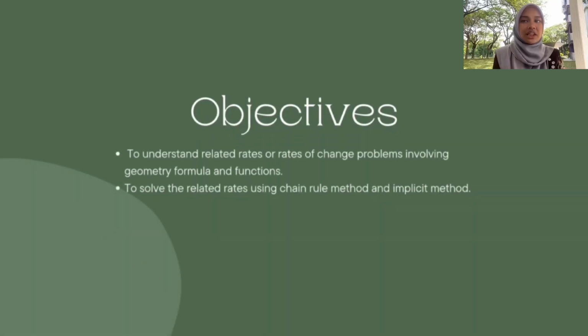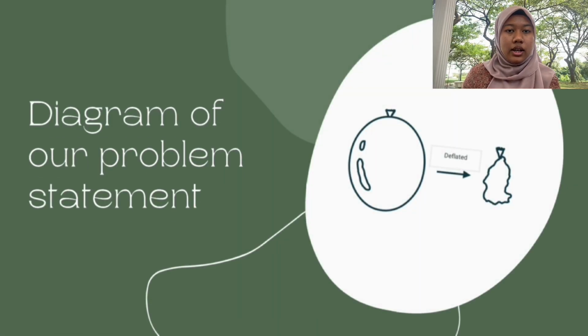Objective. First, to understand related rate or rate of change problems involving geometry formulas and functions. Next, to solve the related rate using the chain rule method and implicit method. This is our diagram of our problem statement.